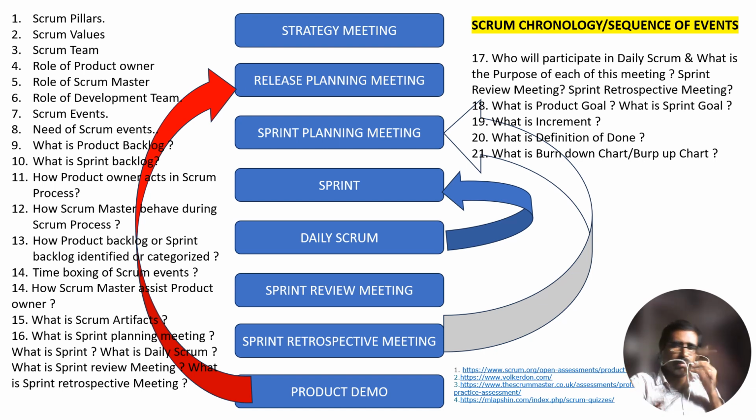First, the strategy meeting is held to make a product backlog. The work is then broken down into releases, starting with the release planning meeting and ending with the product demo. Within a release, there are several sprints that start with the sprint planning meeting and end with the sprint review and sprint retrospective meeting. Within a sprint, we have the daily Scrum meeting or call. That is to be considered very important.